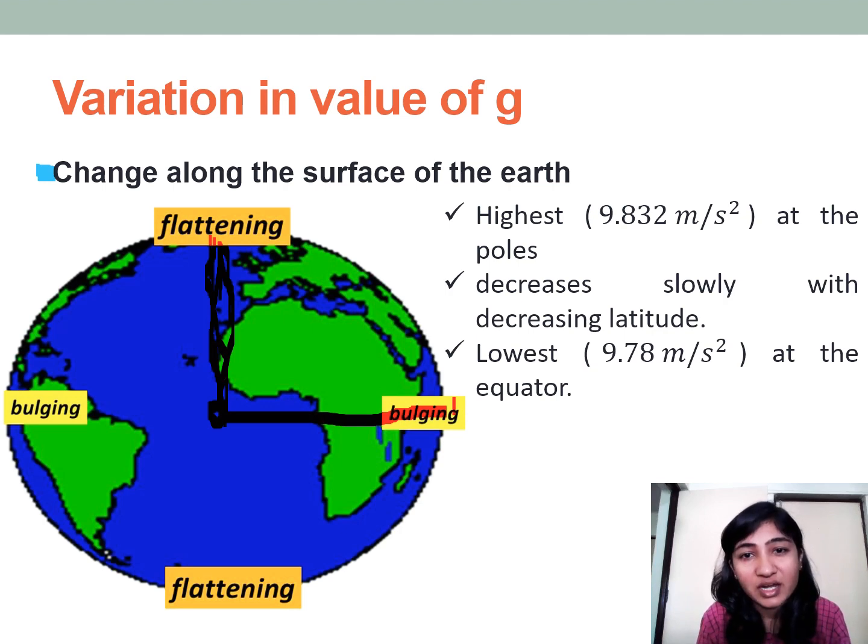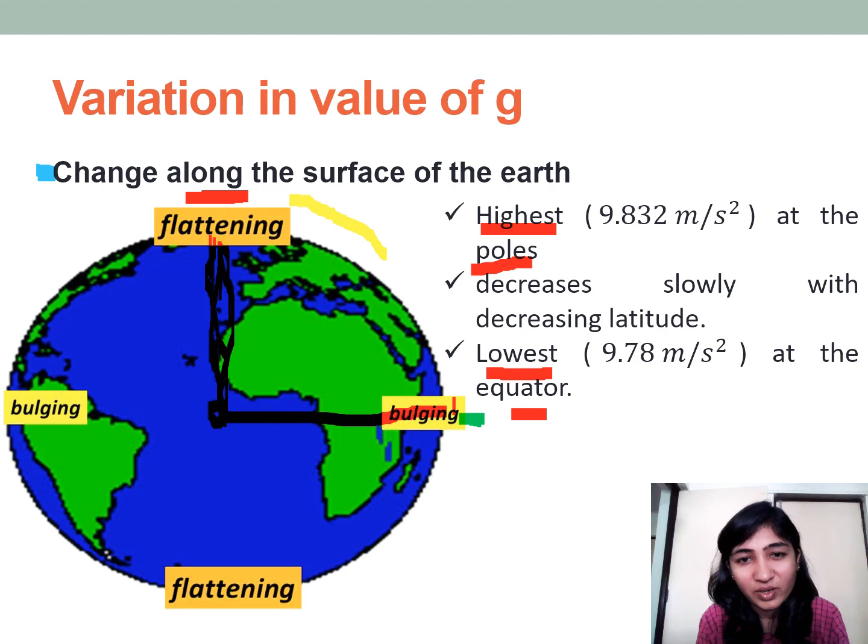So it is highest at the poles and lowest at the equator. So here the highest value and here the lowest value, and the in-between values vary from 9.832 meters per second square, the highest value, to 9.78 meters per second square. So that difference is not big enough, but there is.